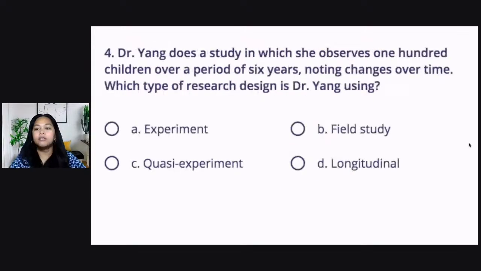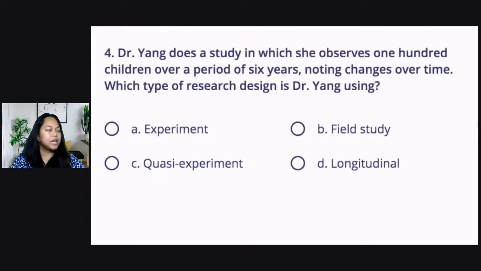Okay, now next one. Dr. Yang does a study in which she observes 100 children over a period of 6 years, noting changes over time. Which type of research design is Dr. Yang using? Is it letter A, experiment, letter B, field study, letter C, quasi-experiment, or letter D, longitudinal? Letter D, I see a lot of letter Ds.